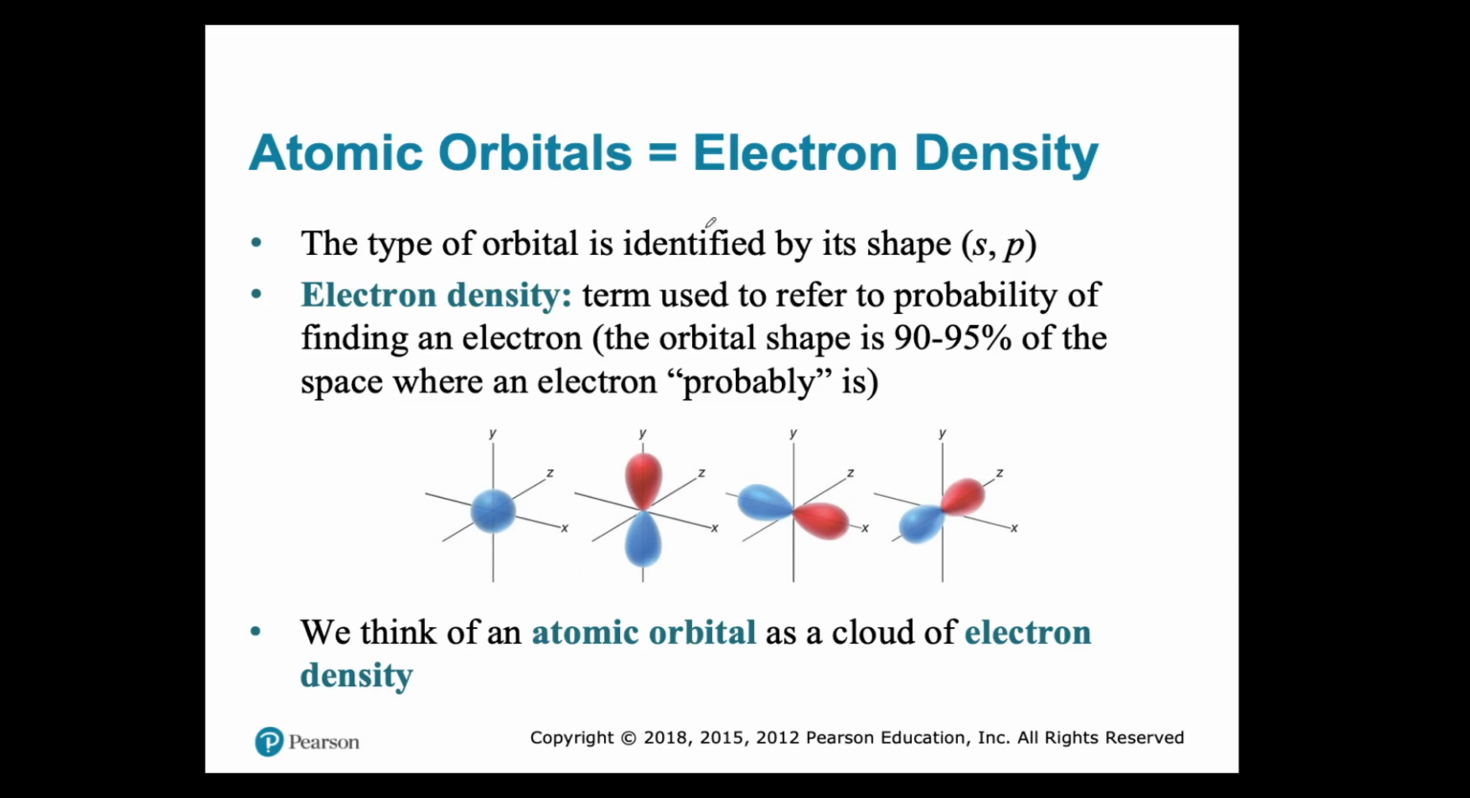There are 6 electrons in the p block, yes. And the reason why there are 3 p orbitals is that there are 2 electrons per orbital, and 3 times 2 is 6. Okay? So these are all called atomic orbitals.